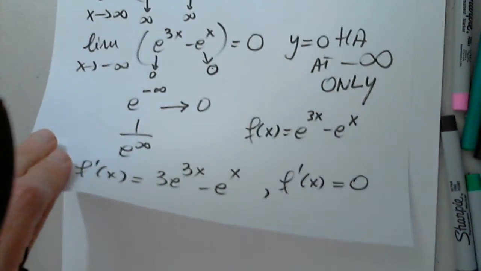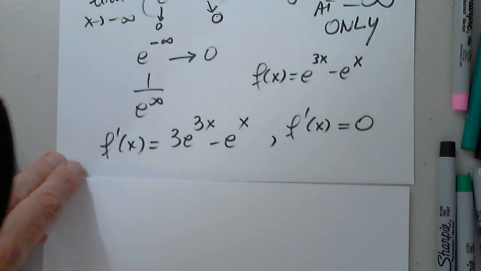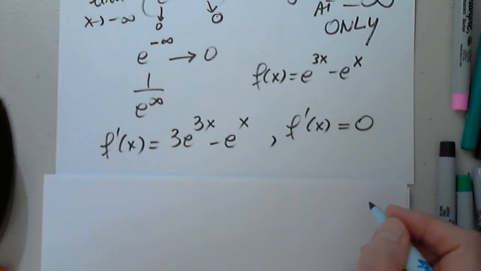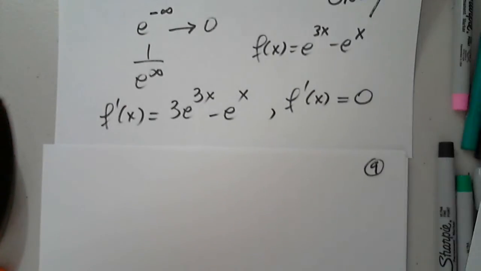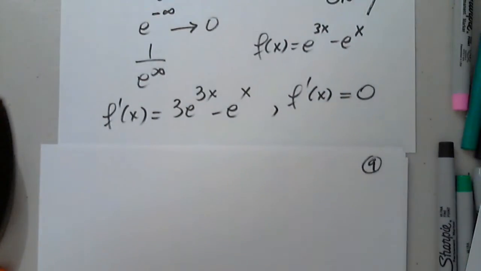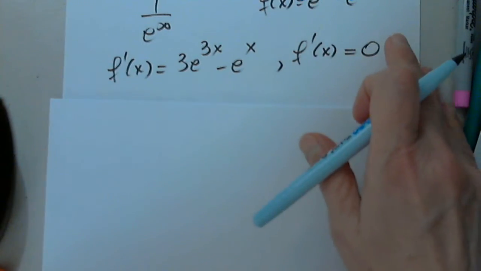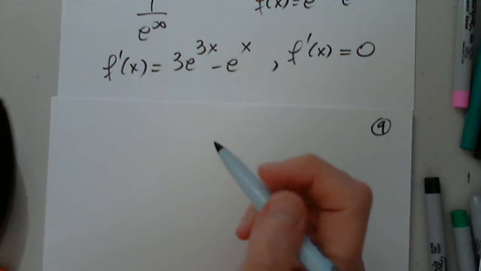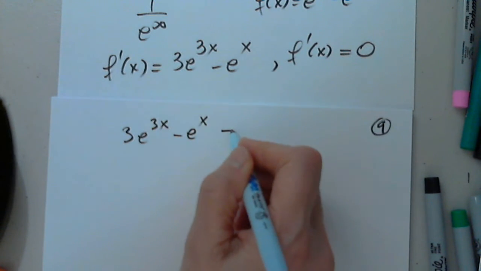Okay, so let's solve this equation. It's not a friendly equation, but we will figure it out. So I think I'm on page 9. Okay, so let's take a look. Look how much work, and we haven't even started the table, basically. Okay, so it's a lot of work. So 3e to the 3x minus e to the x equals 0.